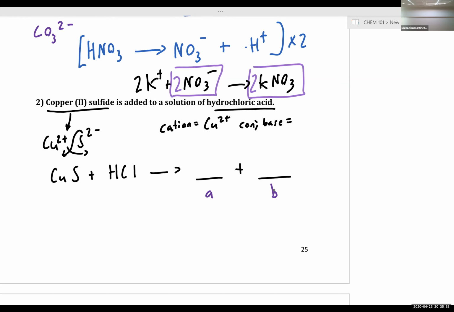Okay, so let's discuss this problem. Our first order of business, what is our conjugate base in this reaction? Yep, chloride. So if we want to use the salt method, we take our cation, which is copper 2+, and we cross it with our anion. So we predict a salt of copper chloride. Okay.